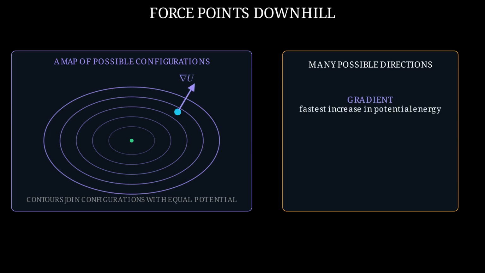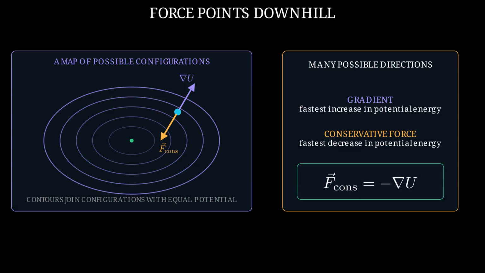At one configuration, the gradient is the arrow toward the fastest increase in potential energy. A conservative force points in the opposite direction, toward the fastest decrease. The compact equation records exactly that relationship.